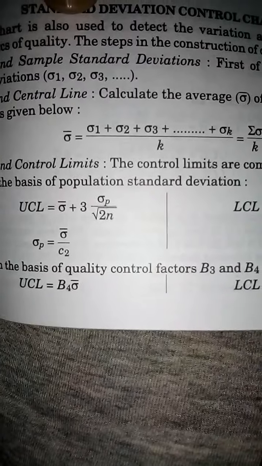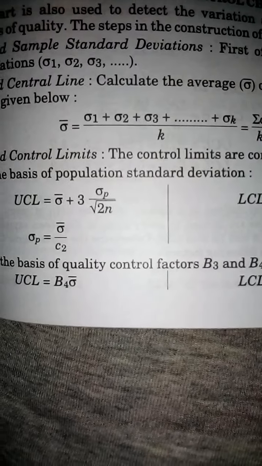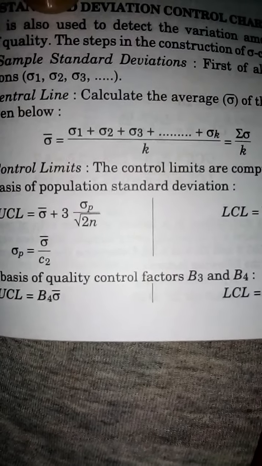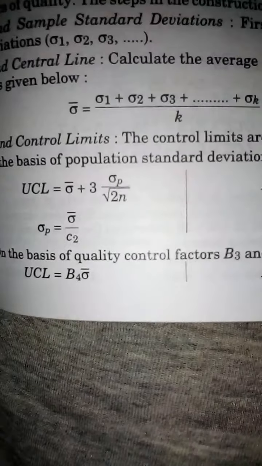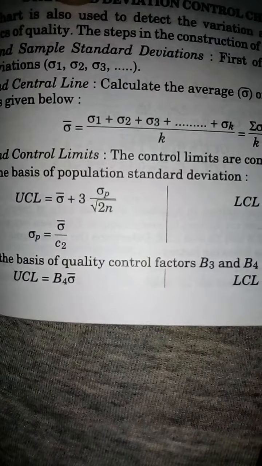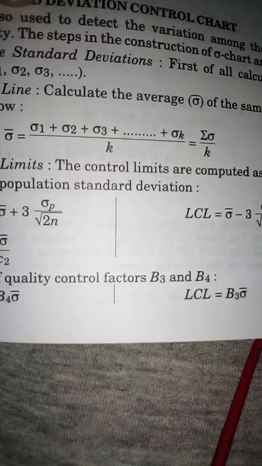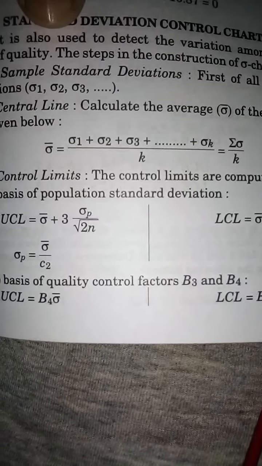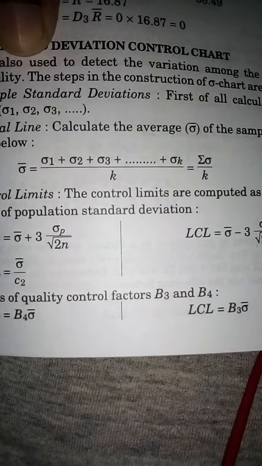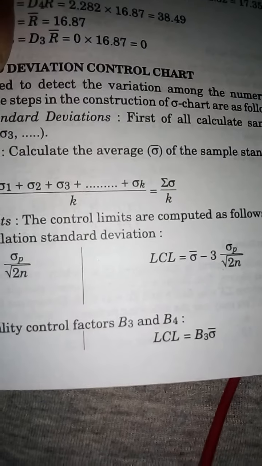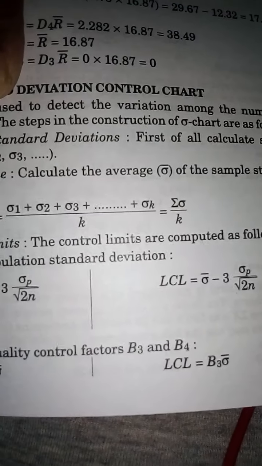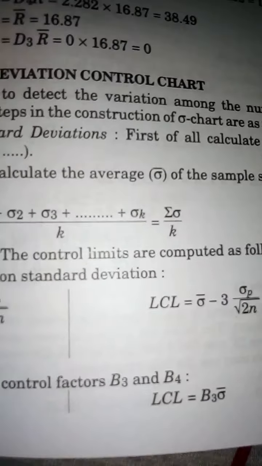And if the value of standard deviation population is not given, then here we will put B4 and B3 as upper and lower. UCL as B4 into standard deviation bar, LCL as standard deviation bar into B3.